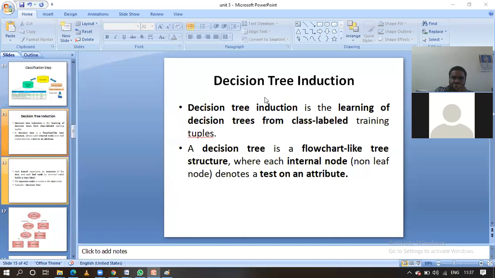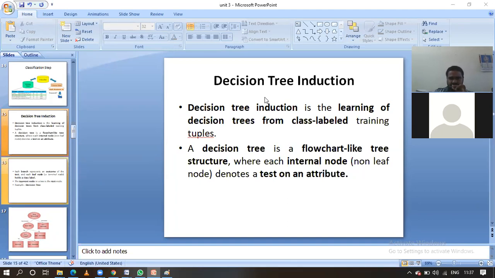In the decision tree, there are mainly two steps. The first one is the learning step. In the learning step, we are going to construct a model, that is the decision tree. The second step is the classification step. In the classification step, first we are going to test the accuracy, guys. If the accuracy levels are good, we are going to use it in the future to predict the unknown class labels. This is the overall process.